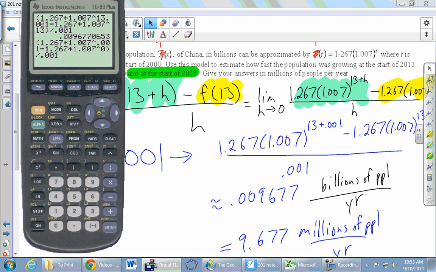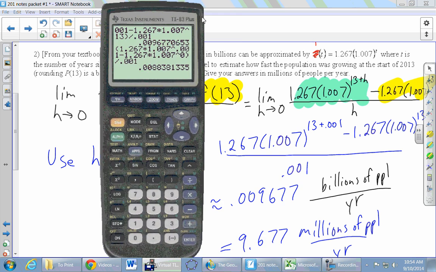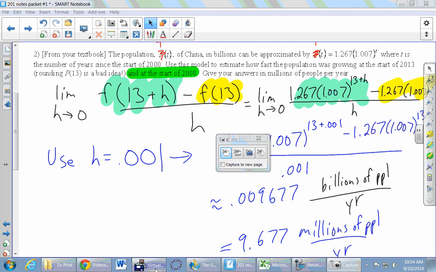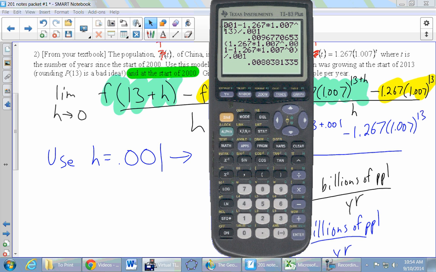So I think that's it. 0.008. So how many millions of people per year? About 8.8 million people per year. So that was the answer back in 2000. Just take a screenshot of that and bring it in case you look at these notes later.